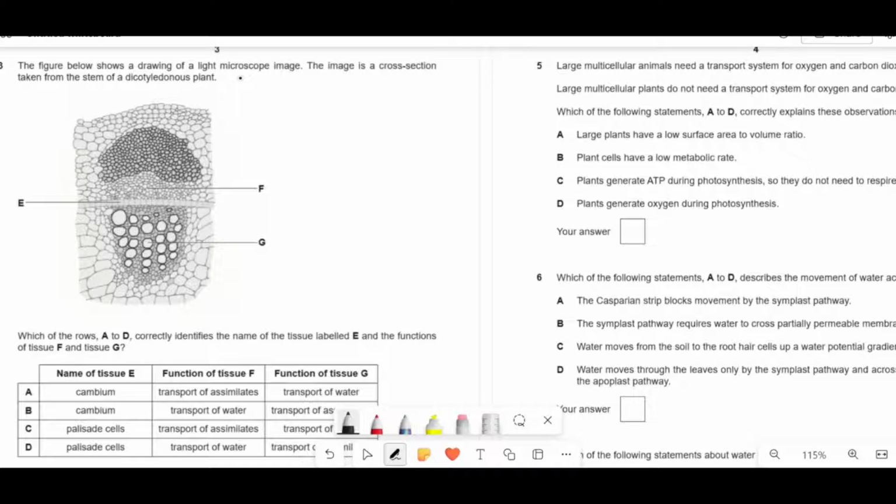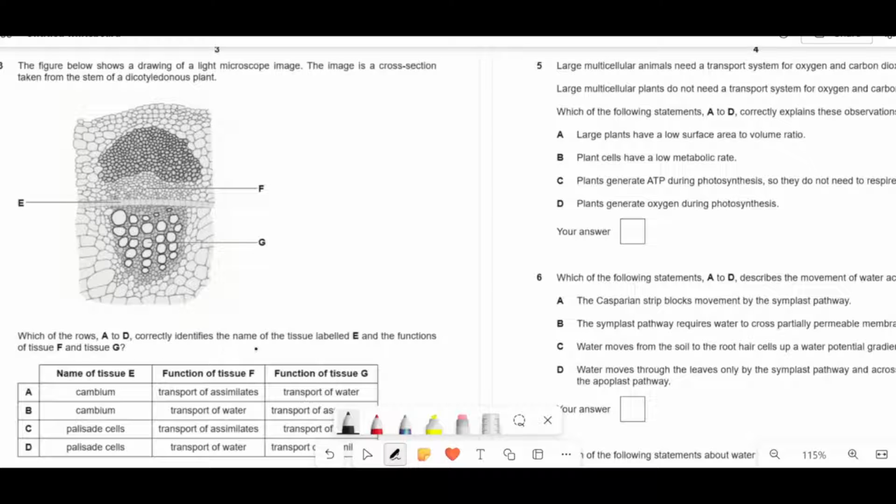So the figure shows a drawing of a light microscope image. The image is a cross-section taken from the stem of a dicotyledonous plant. So here we've got F, E, and G. We need to figure out what all of those bits and bobs are.